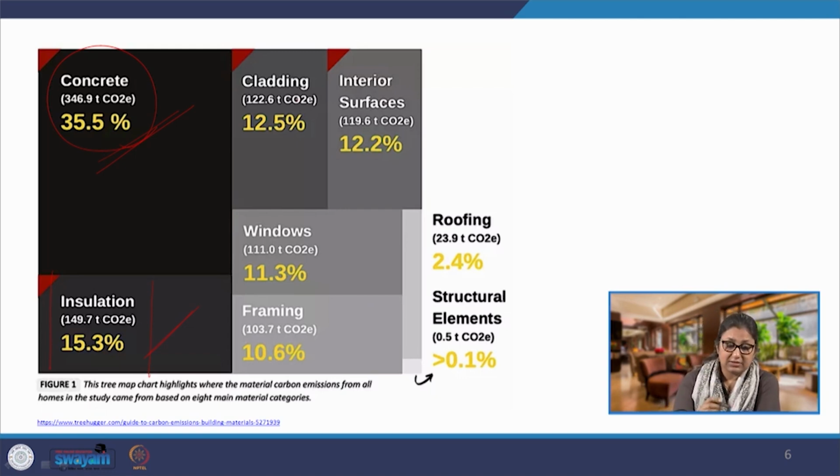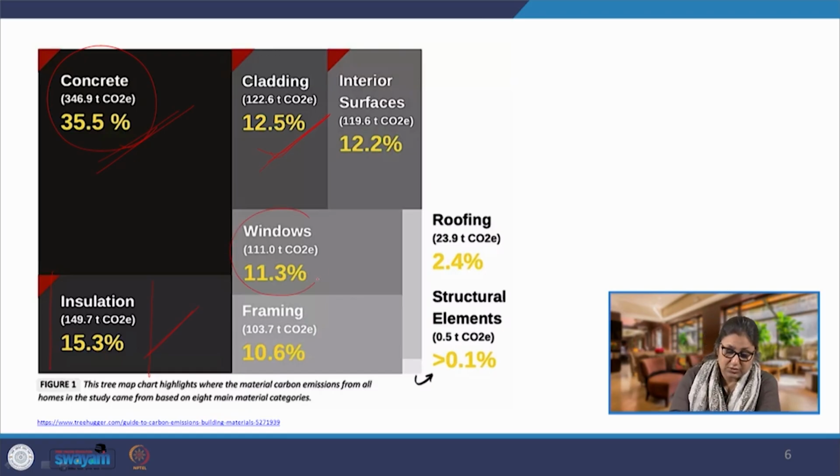Then we have cladding. Since we have thin panels, sometimes we do not even have concrete in the walls and it is all dry construction. So, then the next is cladding. There is a structural frame where the concrete is going, and the infill walls are happening with the help of the structural frame using wood or aluminum or some other metal, and then there is insulation and cladding on top of that. So, cladding also takes a significant percentage of the total emissions, around 12.5%, followed by windows.